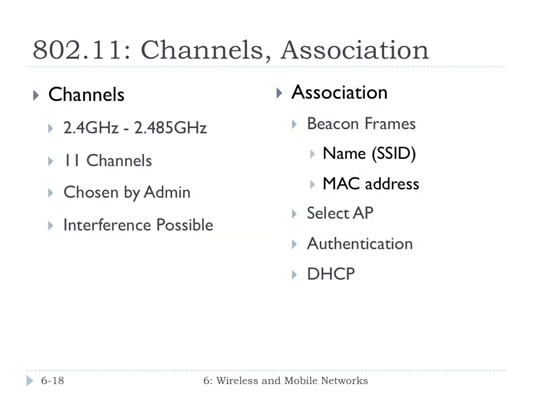802.11 uses channels and association. These are two important terms. What are channels? Well, these are the way that the spectrum is divided into different frequencies. So this is like a frequency division multiplexing, where we divide the spectrum between 2.4 gigahertz and 2.485 into 11 different channels, which are going to be a certain kind of bandwidth wide. Those frequencies can be set by the administrator of the access point.